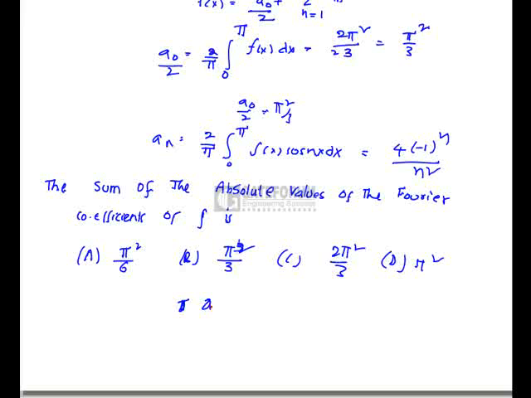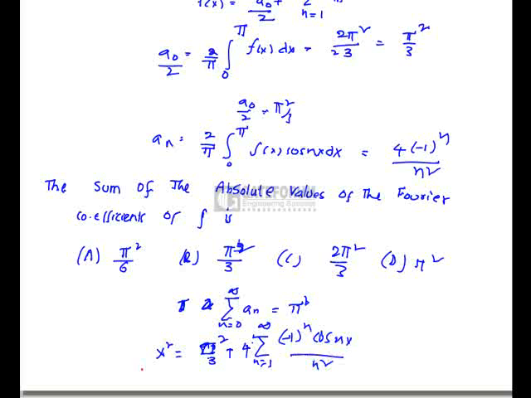So here the sum of Fourier coefficients, n equals 0 to infinity, of an is equal to pi square. That can be decided by x square equal to a0 by 2, that is pi square by 3, plus summation over n equals 1 to infinity of 4 times minus 1 power n cos nx by n square. If we substitute x equal to pi, this is going to be satisfied. So the sum of all Fourier coefficients is equal to pi square, that is option D is correct.